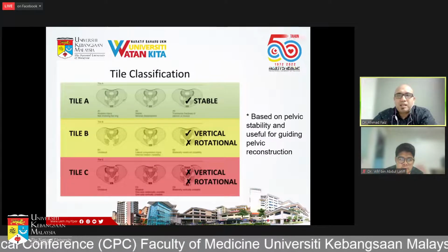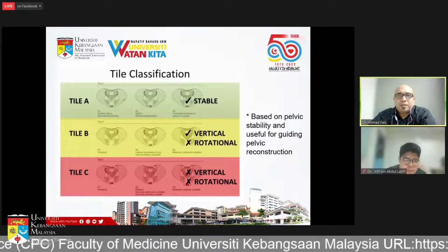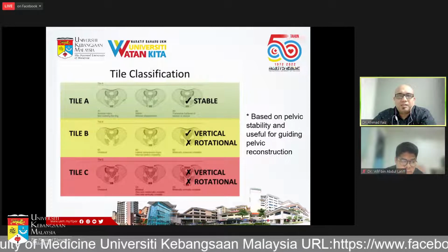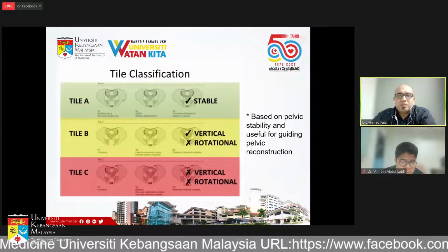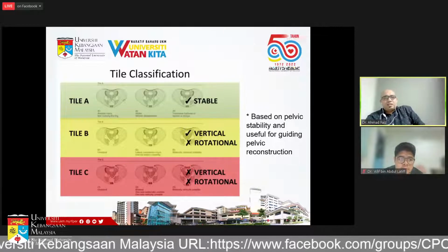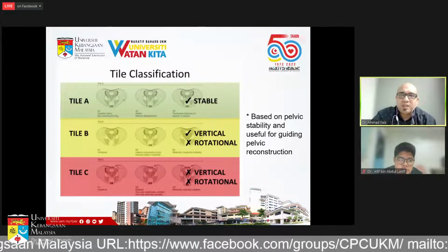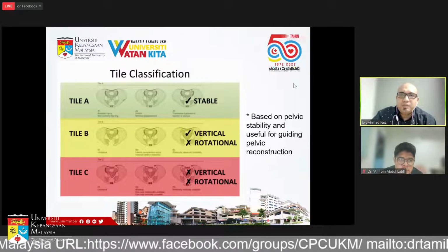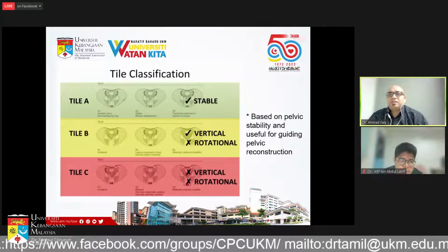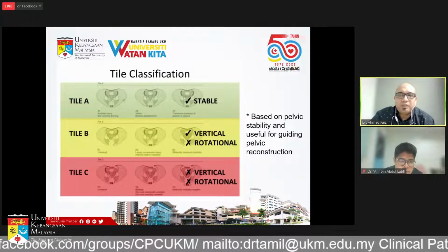So as has been mentioned by Dr. Emilia, there are many ways of classifying pelvic injury, of which the most famous are the Tile classification and the Young and Burgess classification. The difference between the two is that the Tile classification is based on pelvic stability and is helpful for guiding pelvic reconstruction.